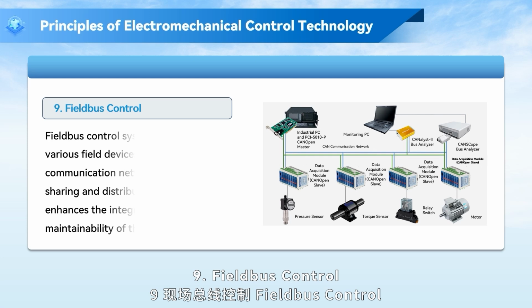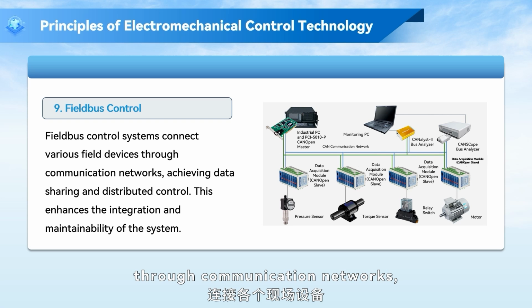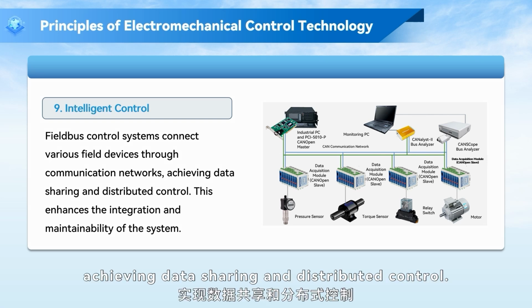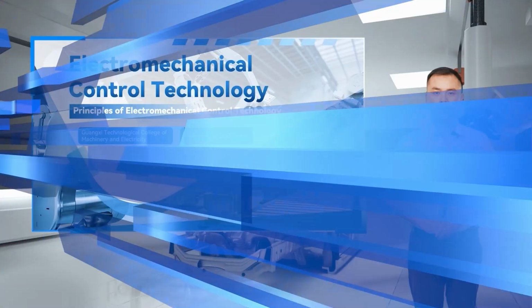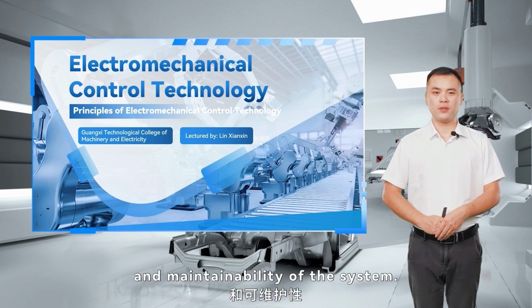9. Field bus control. Field bus control systems connect various field devices through communication networks, achieving data sharing and distributed control. This enhances the integration and maintainability of the system.